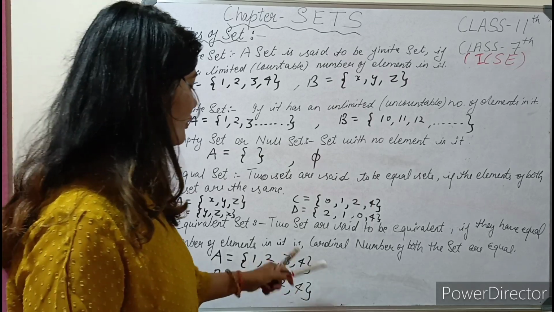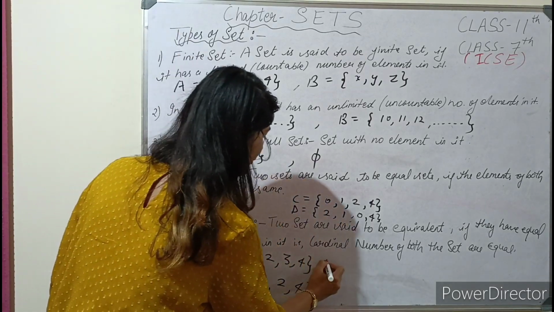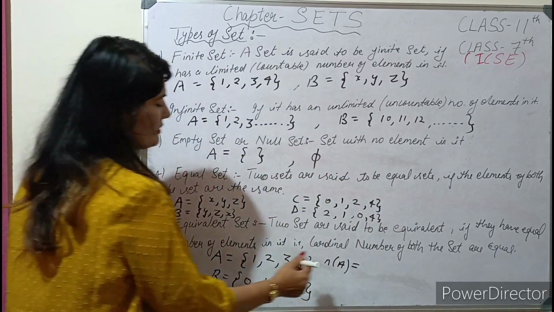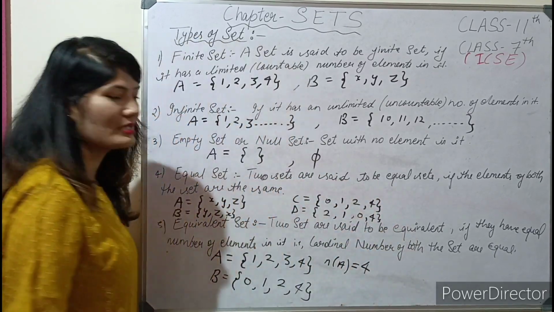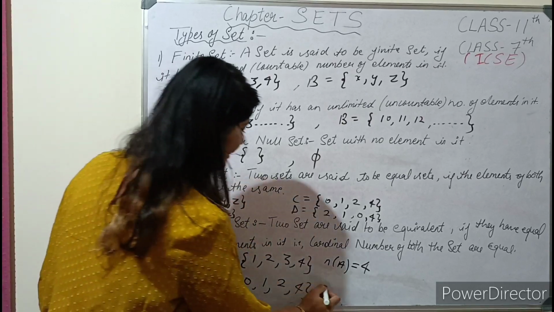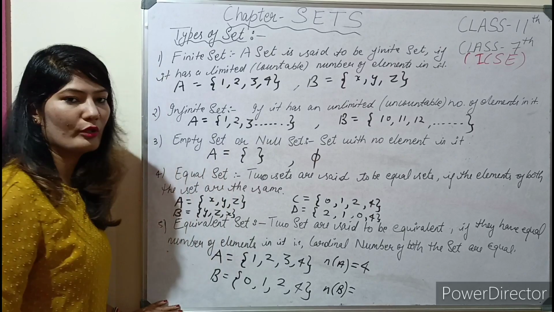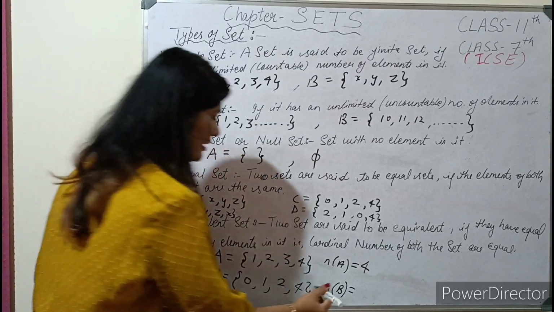Because here if you have to find the cardinal number for set A, the cardinal number will be the total number of elements, which is 4. So the answer is 4. In the similar way, if you have to find the cardinal number for set B, the total number of elements for the set B is again 4.